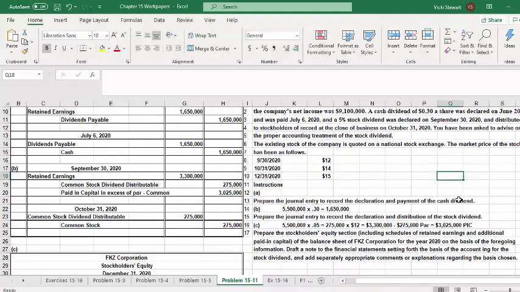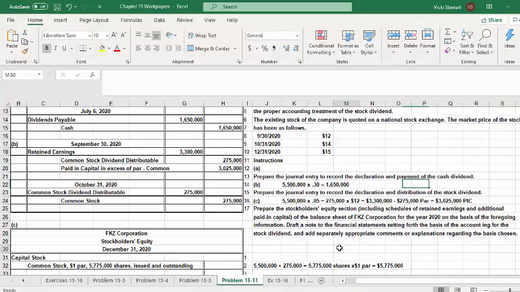The next part of the problem, Part C, states, prepare the stockholders' equity section, including schedules of retained earnings and additional paid-in capital of the balance sheet of FKZ Corporation for the year 2020 on the basis of the foregoing information. And it also states to draft a note to the financial statements setting forth the basis of the account for the stock dividend and separately appropriate comments of explanation regarding the basis chosen.